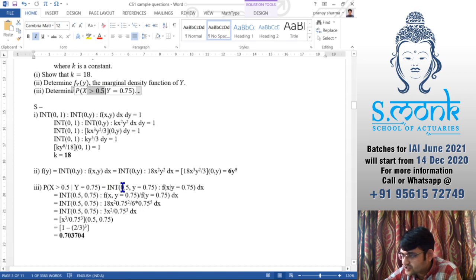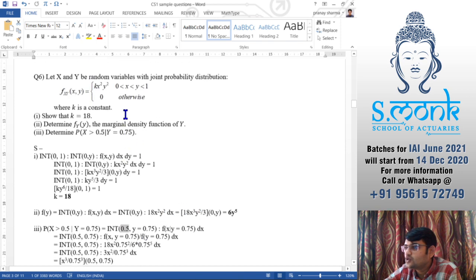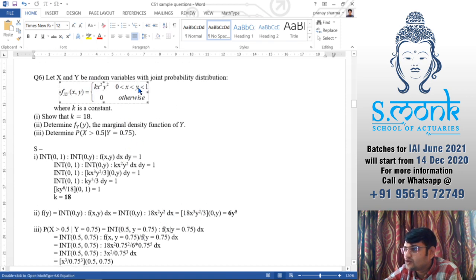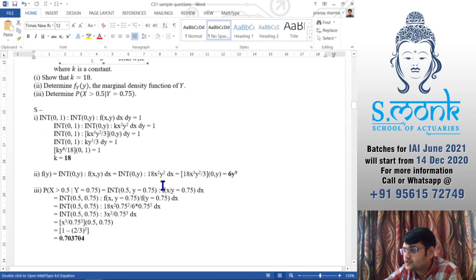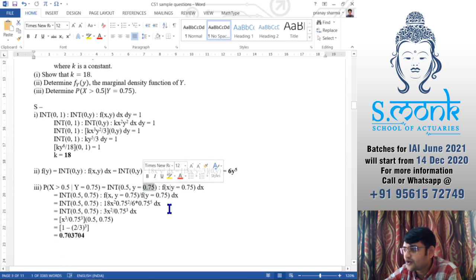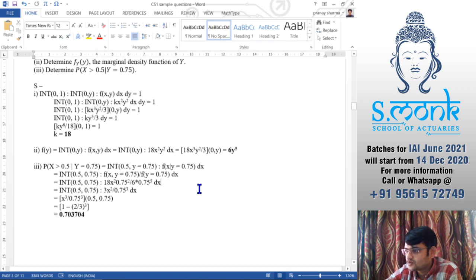That just means we are going to integrate from 0.5 to the maximum value of x, which was y. In this case y is nothing but 0.75. This would be the integration of nothing but a conditional probability. Now we know the limits, but we will also integrate the conditional probability.